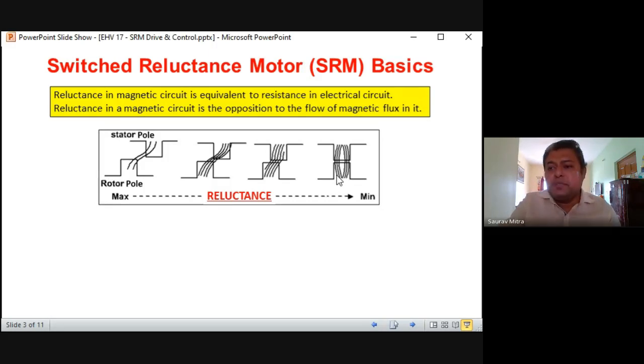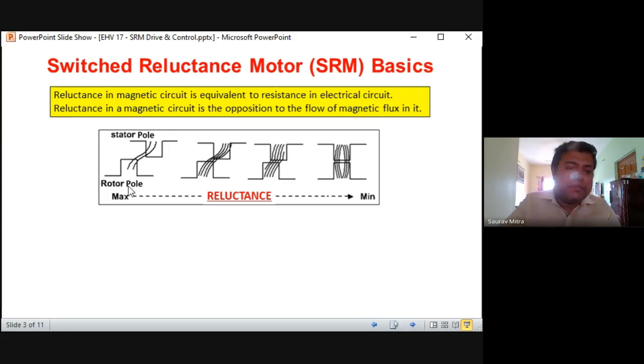So this is the basic principle of switch reluctance motor. I'll just repeat the same thing once again: if initially the stator and rotor poles are misaligned like this, the reluctance between the stator and rotor pole for the flow of flux is very high. In that case, the rotor would try to adjust itself in such a way that the magnetic path reluctance is least.